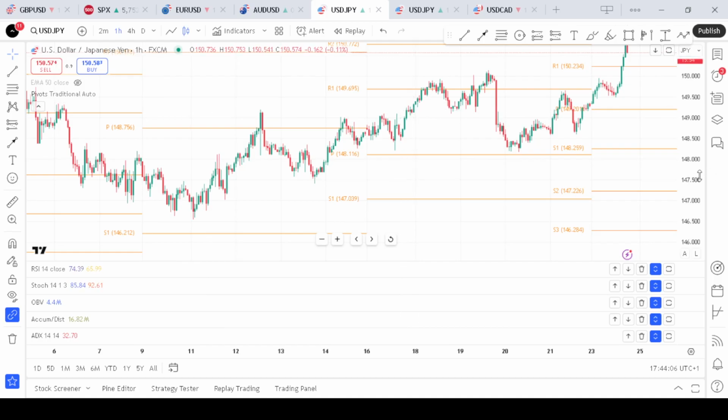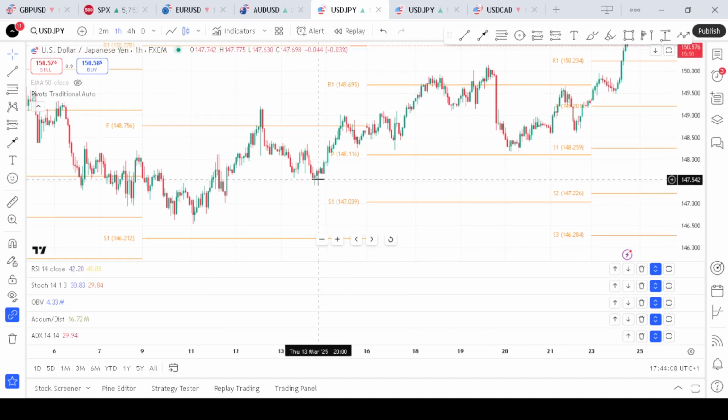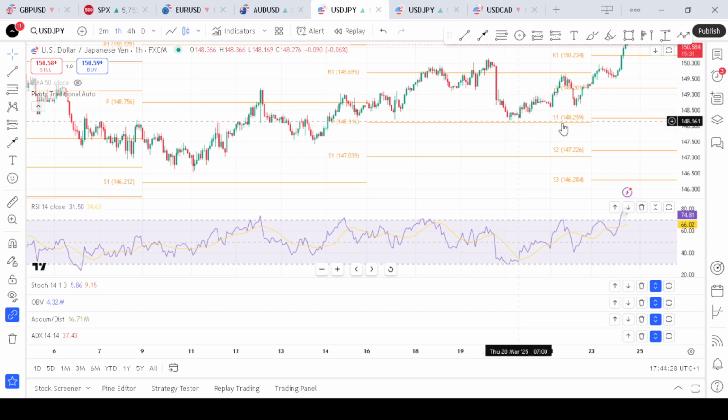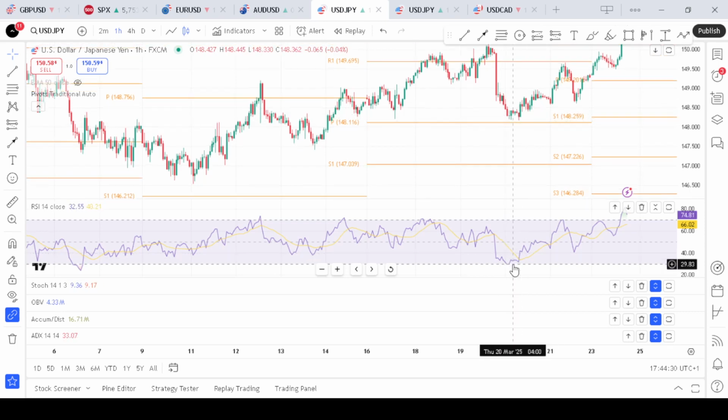The third step is to execute your entries. For a long position in an uptrend, you have to wait for the RSI to dip below 30. And as we can see, at this area on the RSI, it dipped below 30 at this region, signifying an oversold condition, and we have to expect a potential uptrend.